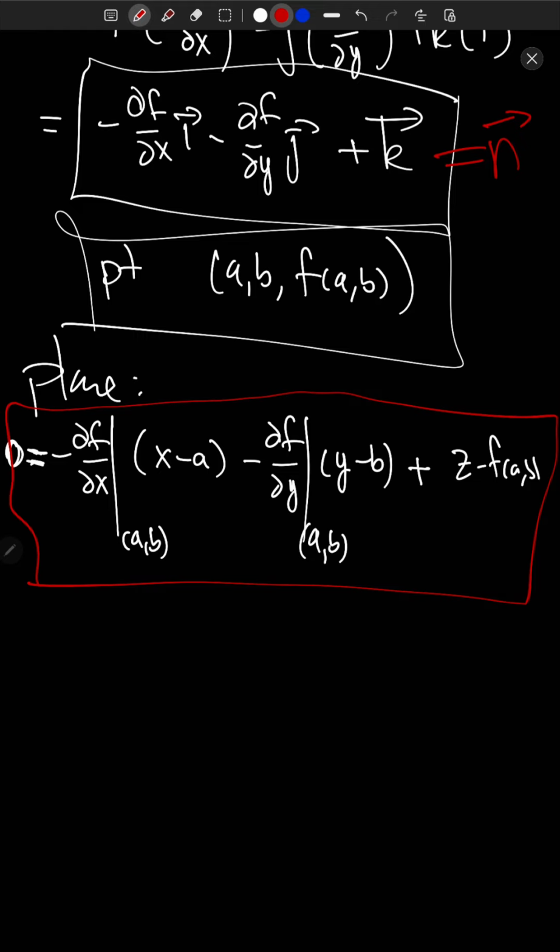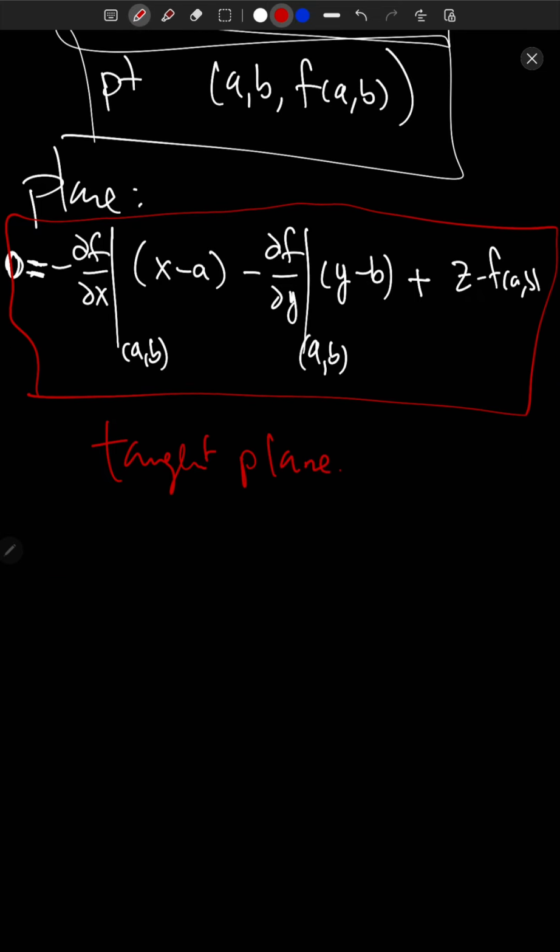Okay, so this is the equation of my tangent plane. Or this is what should be my tangent plane. I guess I should say it like this: if there was a tangent plane, this is what it should be.